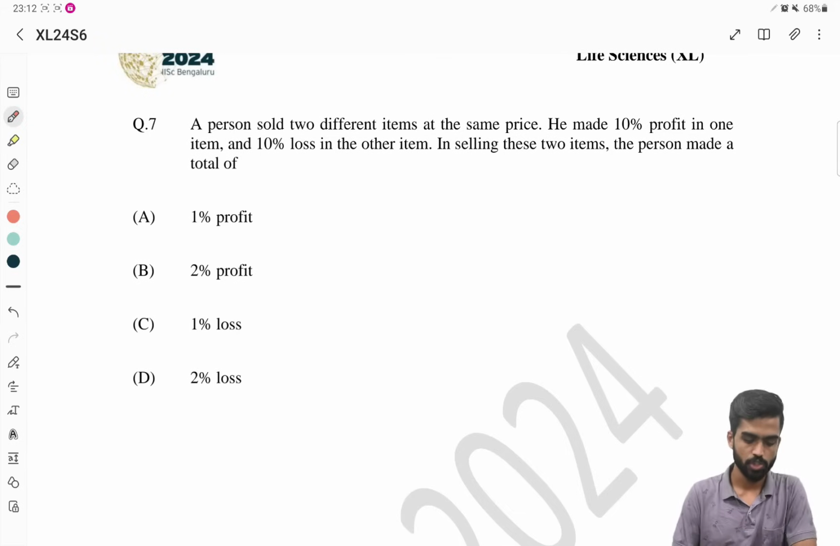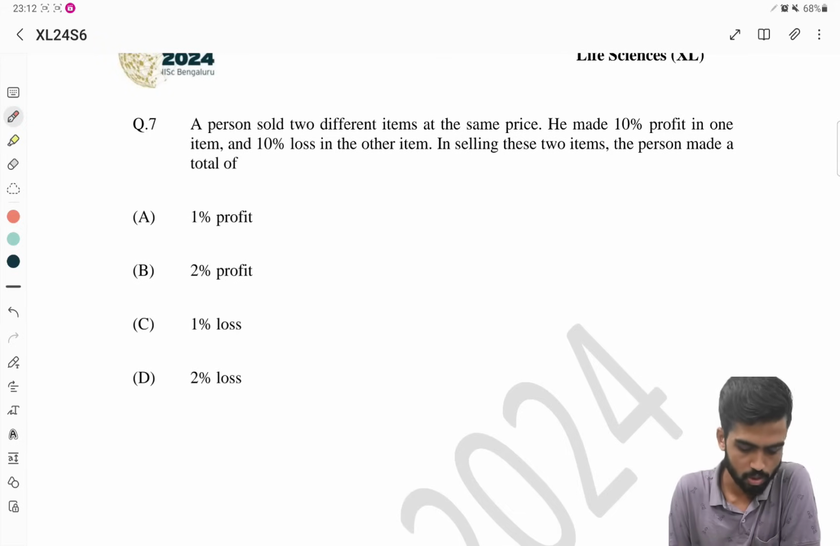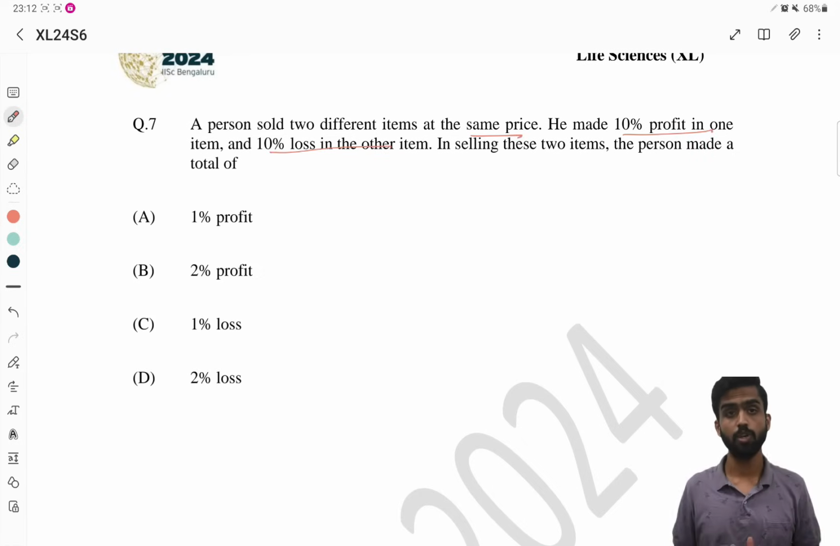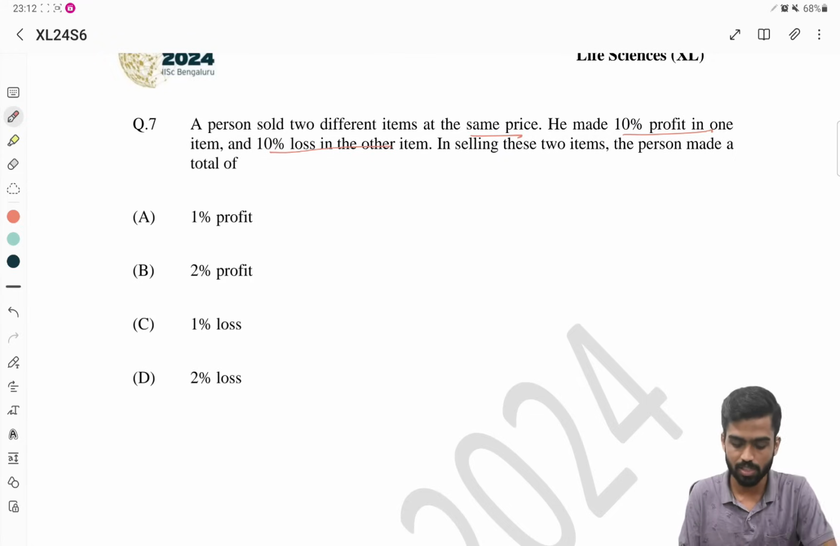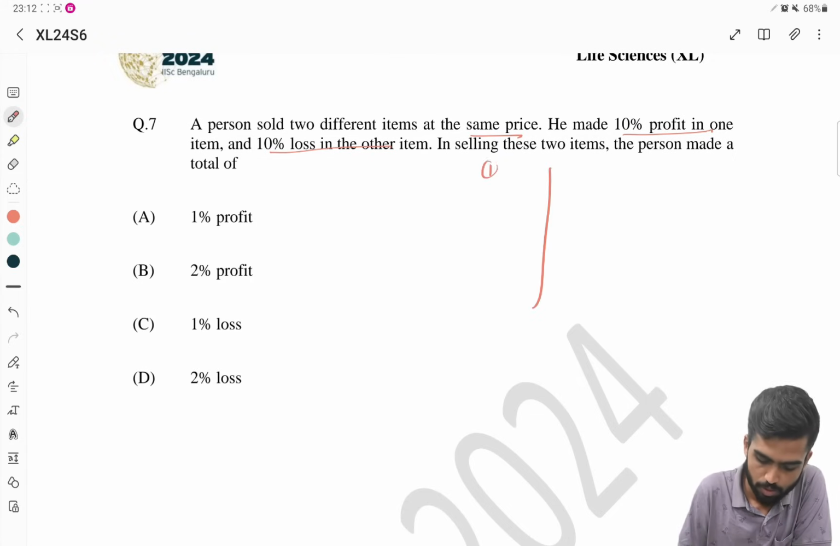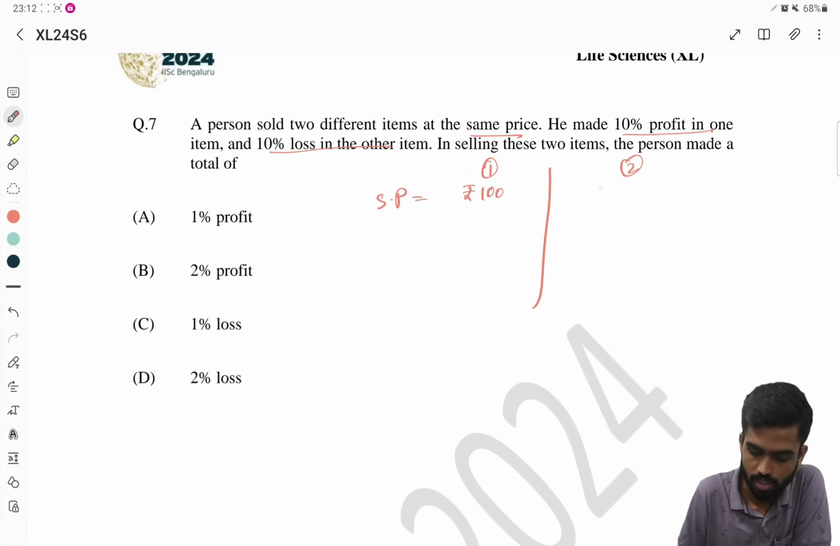So coming to the next question. It is given that a person sold two different items at the same price. He made a 10% profit on one and a 10% loss on the other item. So what we know from the question is that the selling price of the two different items was the same. If we consider the selling price of the first is 100, then for the second also the selling price was 100.